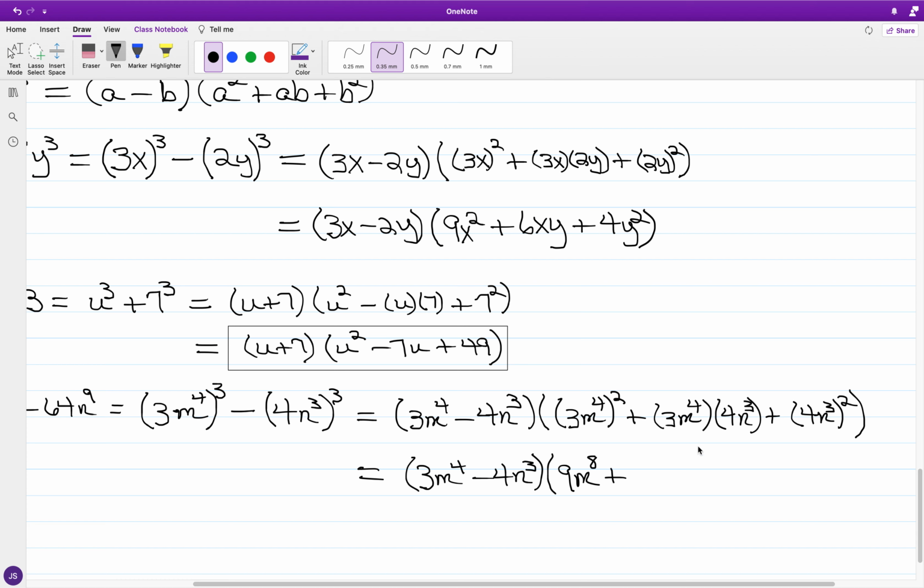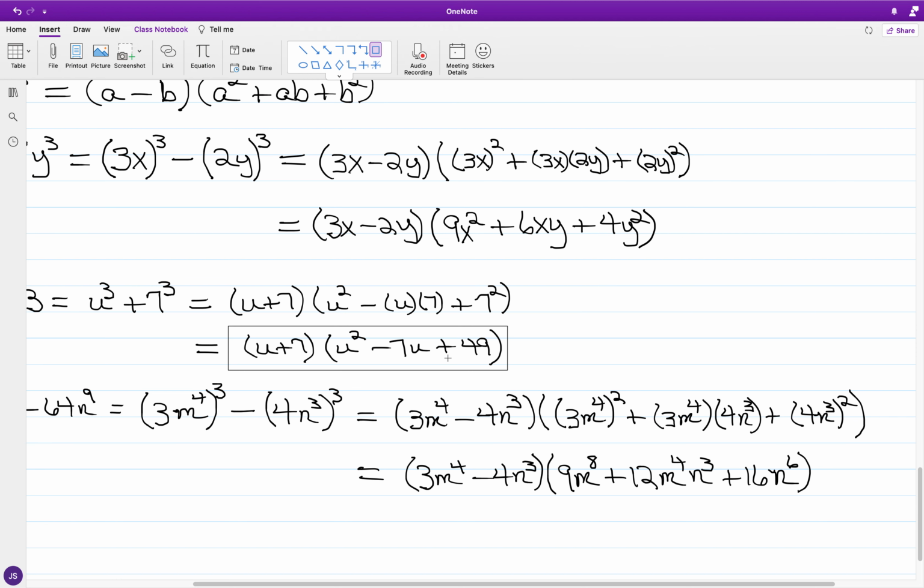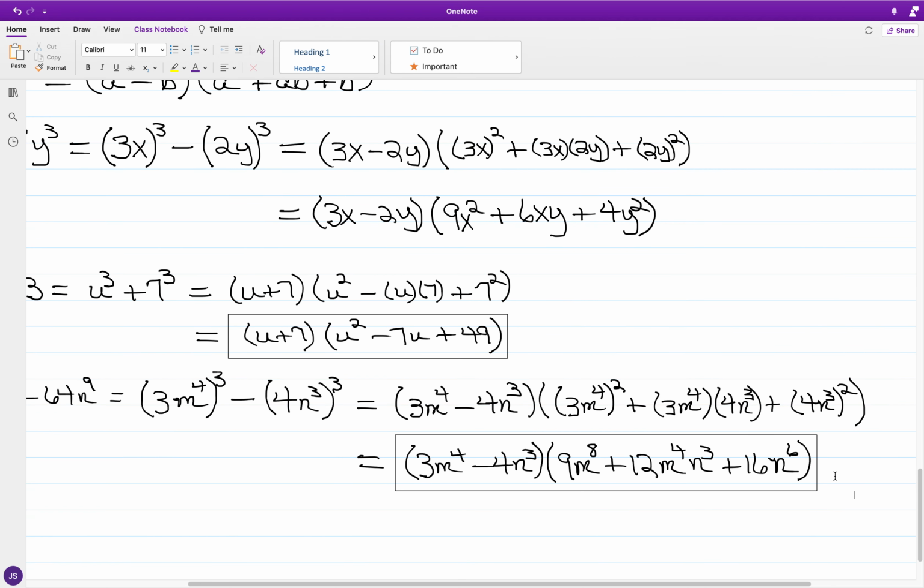And we have plus, and we have 12 m to the 4th n to the 3rd. And for 4n cubed squared, 4 squared is 16. And the square of n to the 3rd, that's going to be n to the 3 times 2. So that'll be n to the 6th. And that will be the factor result in this one.